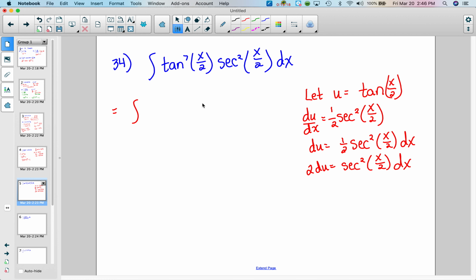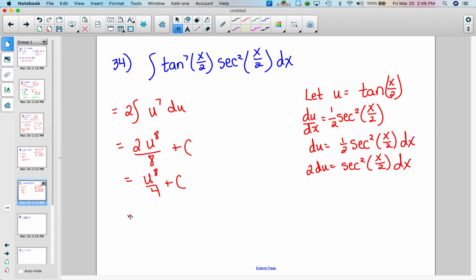So we're going to have the integral. This is going to be, remember, u is tangent of x over 2, so then this is that to the 7th power. So we get u to the 7th power, and then we have a 2 du that we're going to replace this with. So I'm going to put the 2 out front, du. Now I'm ready to do the antiderivative. So we have a 2. This is going to be u to the 8th divided by the new power. So I get u to the 8th over 4.